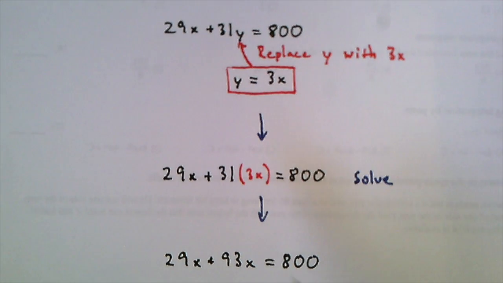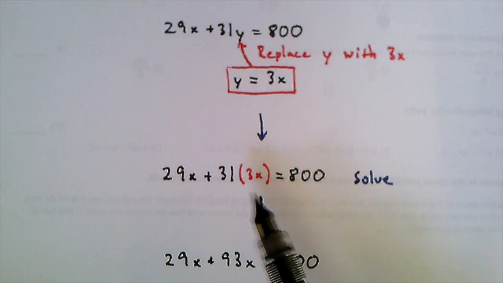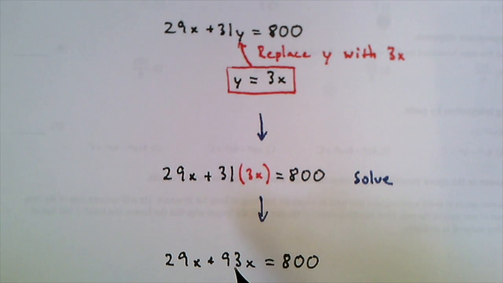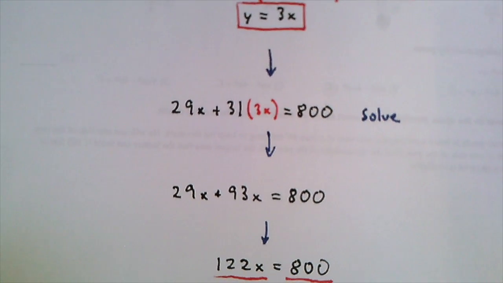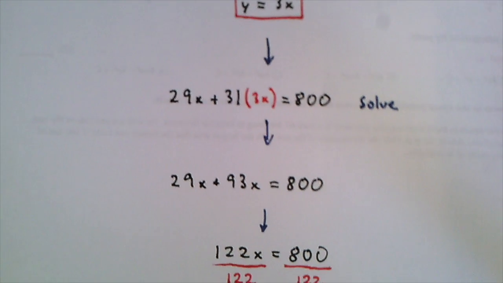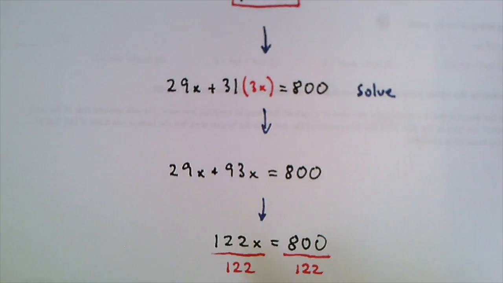We begin solving the equation by multiplying out 31 times 3x, and we get 93x. Next, you need to combine the two terms with x's. 29x plus 93x is 122x. And then to finish solving the equation for x, we have to get rid of 122. So divide both sides of the equation by 122.